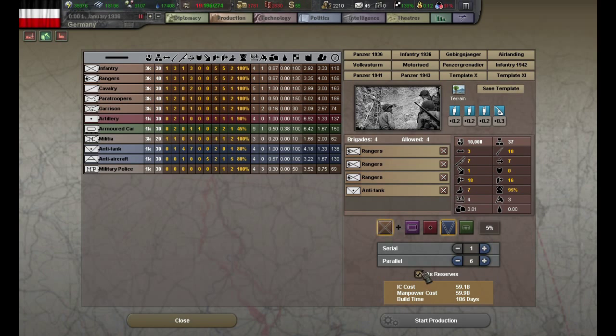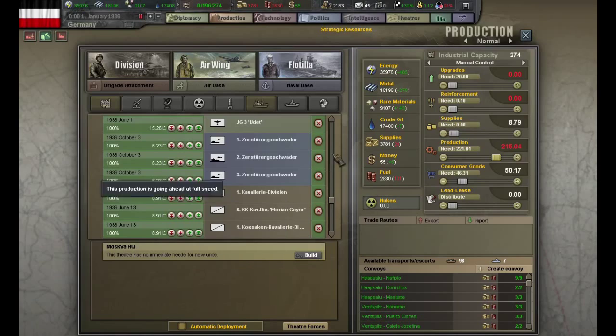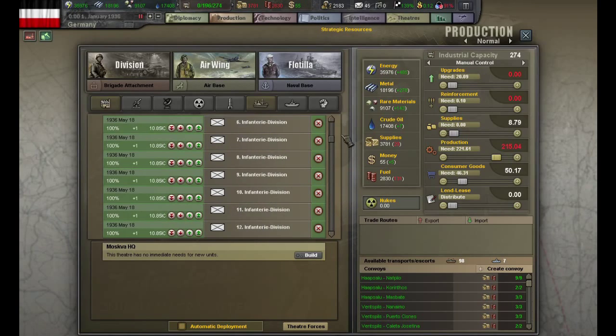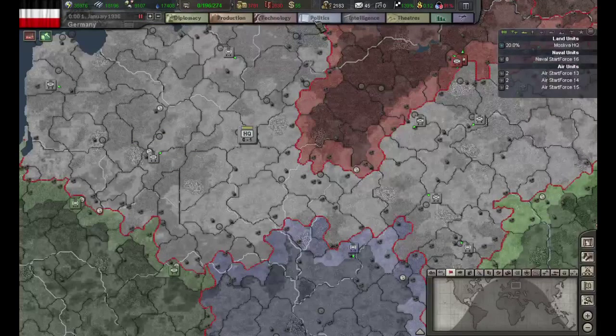So we'll have these guys. We're not going to build these guys as reserves. These guys are our elite. We're going to pop them into the production queue, and there we go. We have our production queue done.